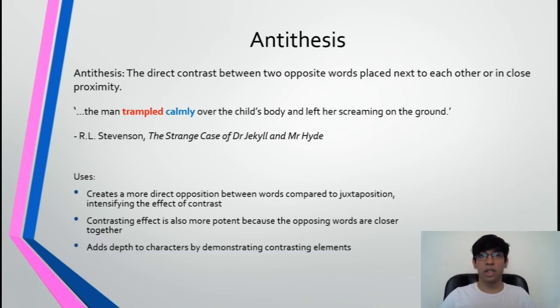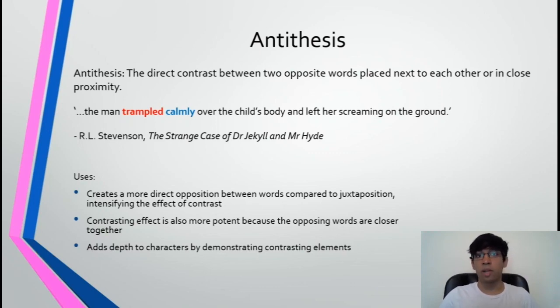Another useful thing about antithesis is that it's quite useful in developing a character and making them seem more complex to the reader. In this example, Mr. Hyde is trampling over a child's body, which is of course meant to horrify and distress readers so that we don't like Mr. Hyde and that he makes a good antagonist. However, another important thing about this description is that where he tramples calmly, we can make several inferences over Mr. Hyde on the basis of the description of his behaviour.